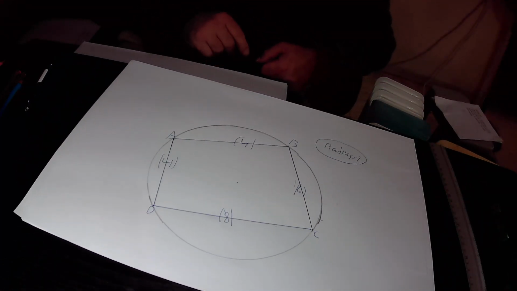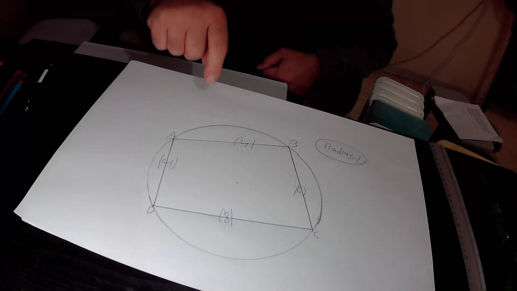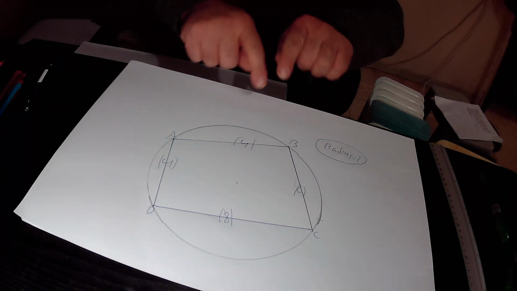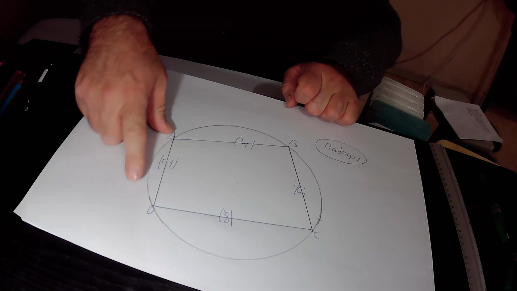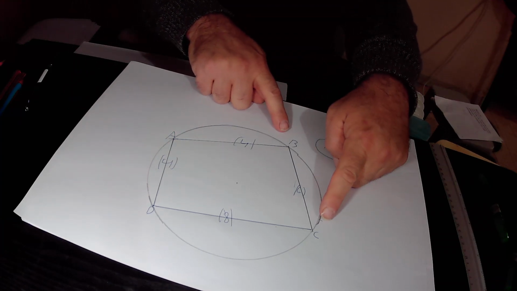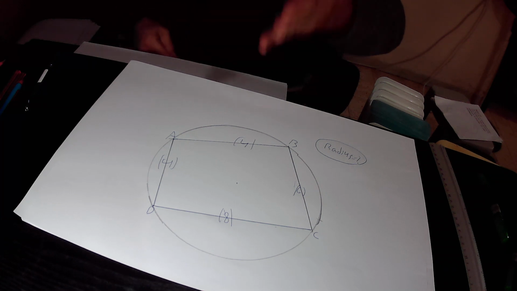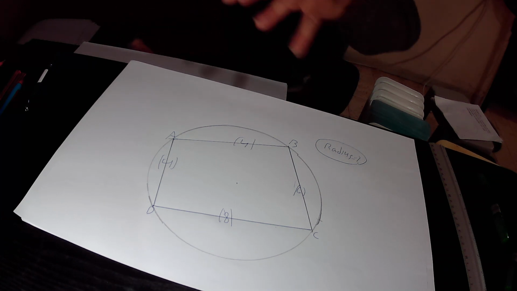In the drawing we have quadrilateral ABCD that is described by this circle. AB equals AD equals 4, BC equals 6, DC equals 8. Here I have a test. It's to find out the radius of this circle.